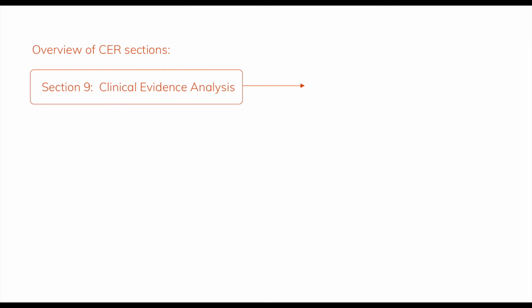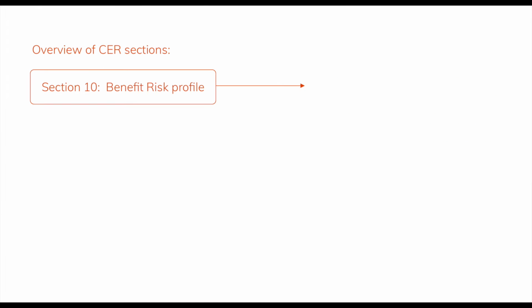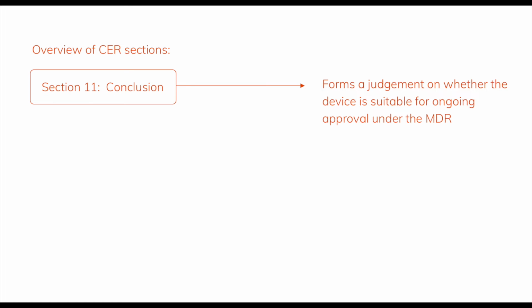Section 9 presents an analysis of the clinical evidence, and this is where the performance of the evidence relating to the subject device is used to assess suitability for intended purpose and performance against safety and performance benchmarks that were determined in Section 6. Section 10 concerns benefit risk profile, and this is where general safety performance requirements 2 through 8 are addressed. And then finally, Section 11 presents a conclusion which draws together the discussion and forms a final judgment as to whether or not the device is suitable for ongoing approval under the MDR.